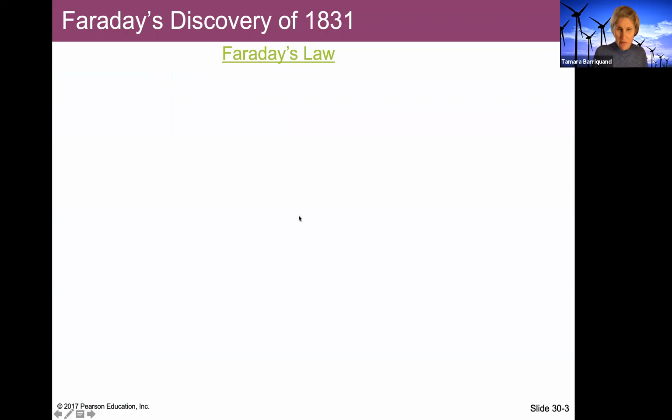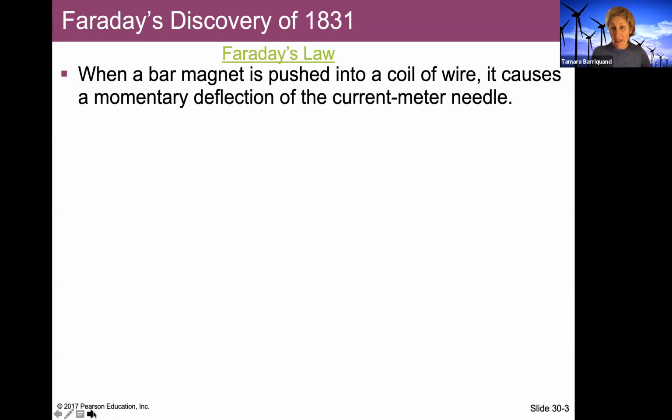Now, what we noticed with Faraday's law that we just saw is that when a bar magnet is pushed into a coil of wire, it causes a momentary deflection of the current meter needle. And in this case, we also saw with the simulation we were using that we saw a change in the voltmeter.